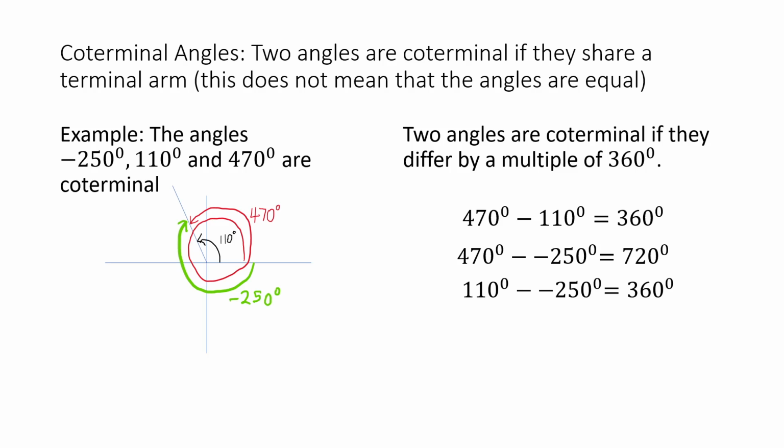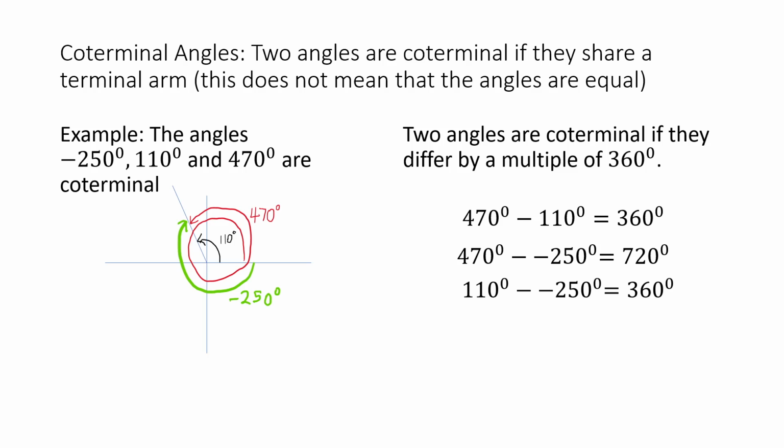With that red one, we're going the full 110, but then another 360 to give us 470. Both of those are positive because they're both going counterclockwise. And we see that a 470 degree angle gets you to the same place as 110 degrees. We don't say that they're equal. They're not. 110 degrees does not equal 470 degrees, but they both get you to the same terminal arm, so we say they are coterminal.